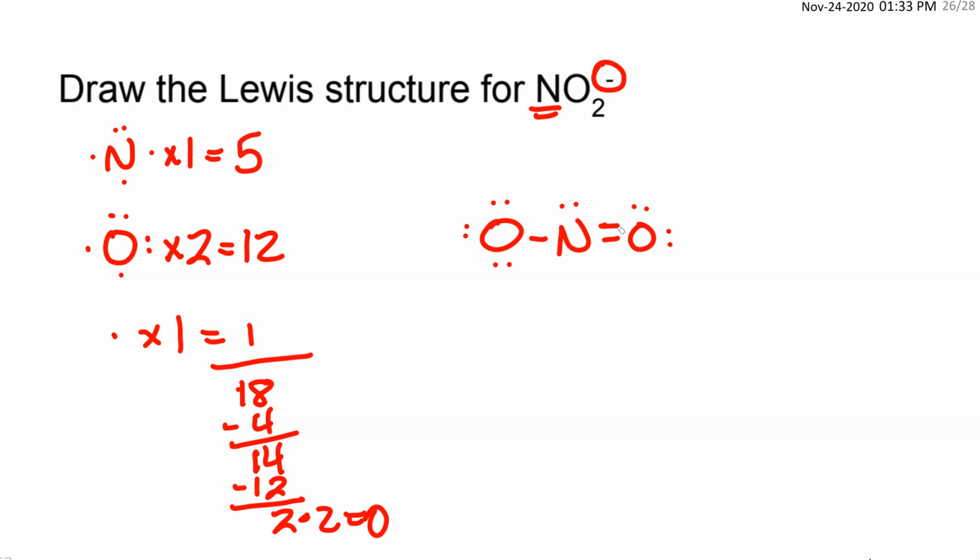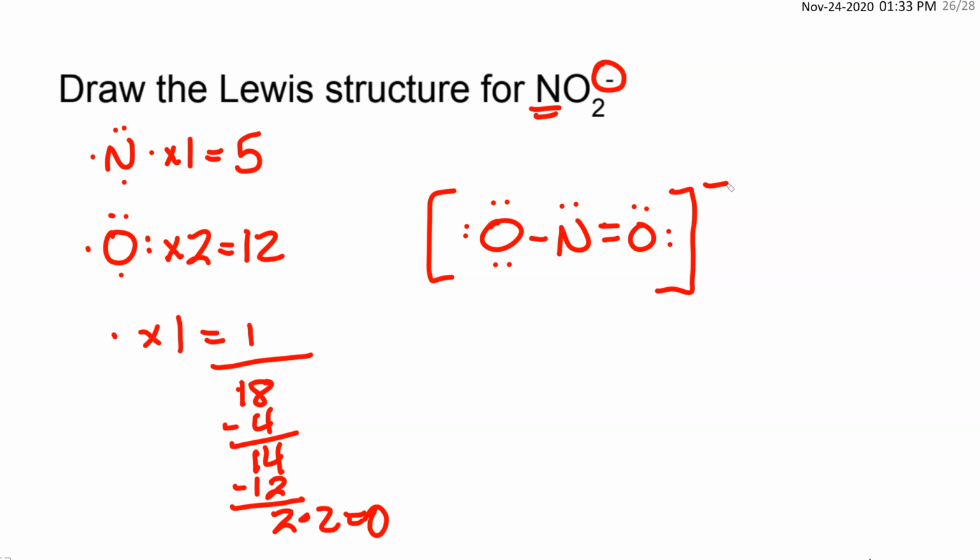Now, nitrogen has 8, oxygen has 8, and the other oxygen has 8. But since this is an ion, I'm not done yet. I have to put it in brackets and put its charge in the top right. Now I'm done.